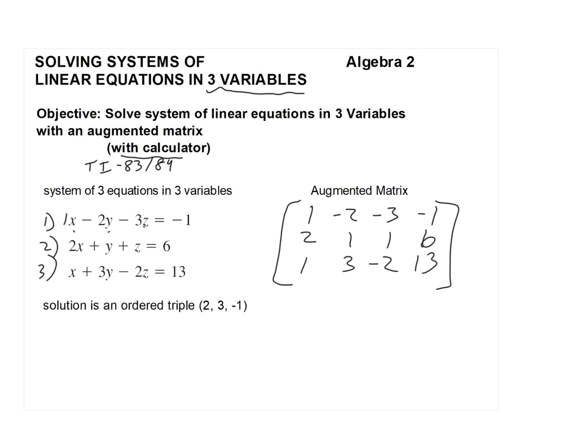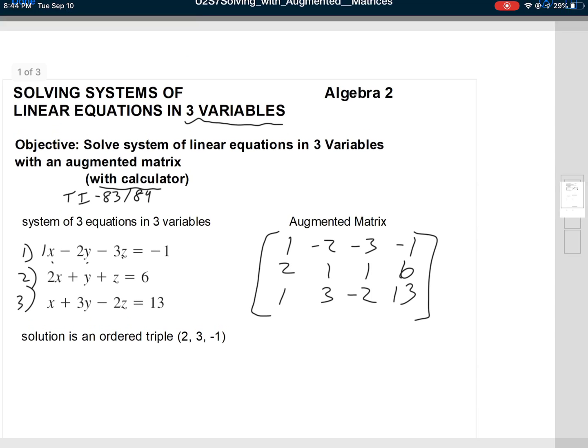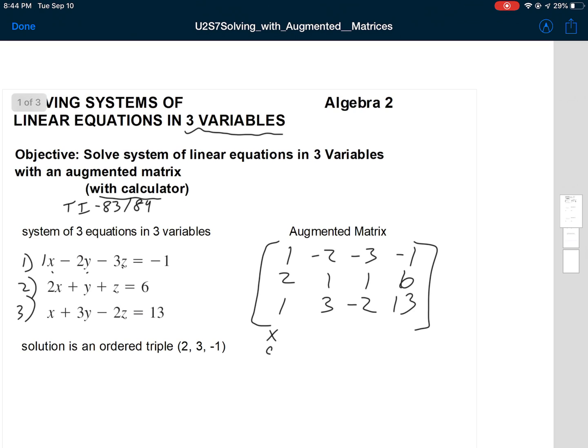There are three equations, so there are three rows. Here are all my x coefficients, my y coefficients, my z coefficients, and then my solutions. So there's my augmented matrix, and I'm going to use the calculator to solve from here.